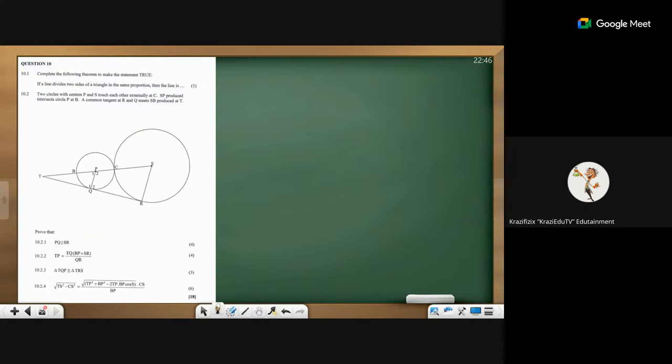Namtemba, there's no calculus in paper 2. Okay. All right, let's look at this one quickly.